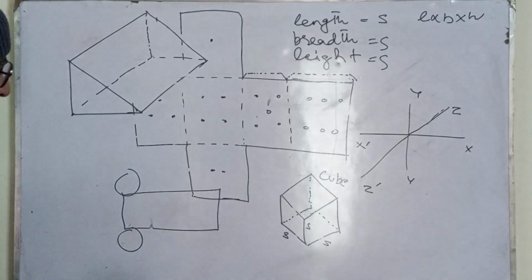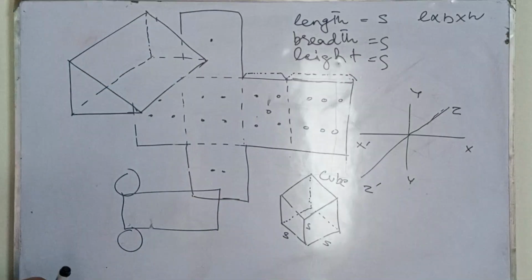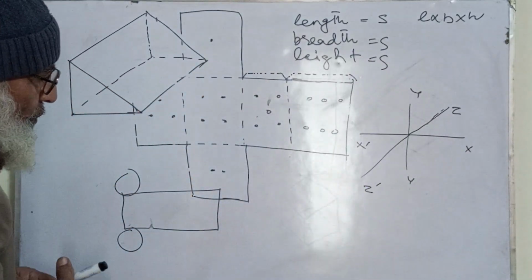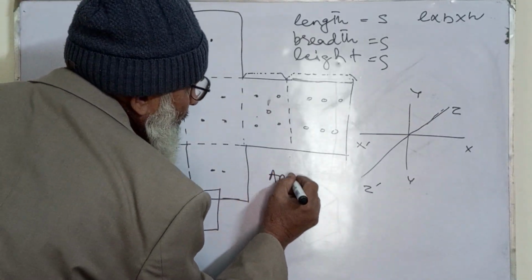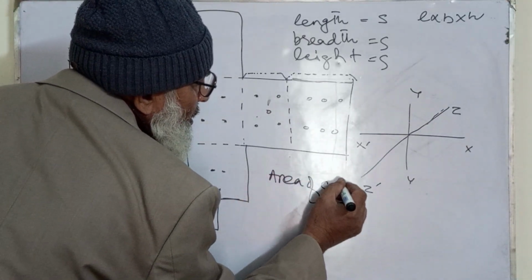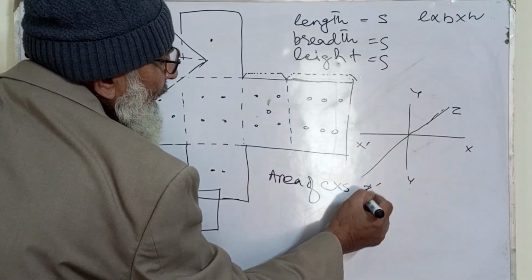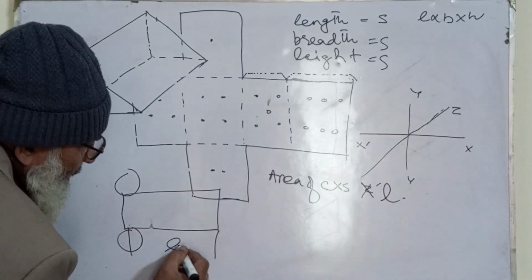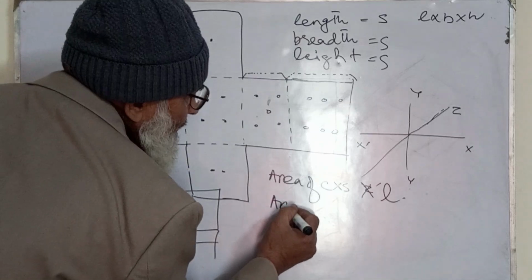Now what will happen here? We'll be doing the area of cross section. Now this is the area of cross section, multiplied by length. Now this is the length. Here, from here it is length, and the area of cross section is of course the area of a circle.